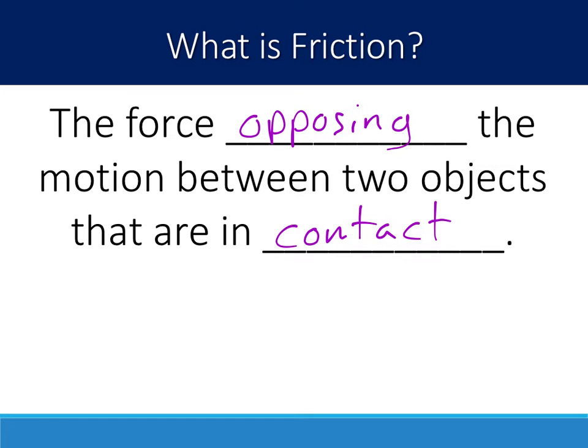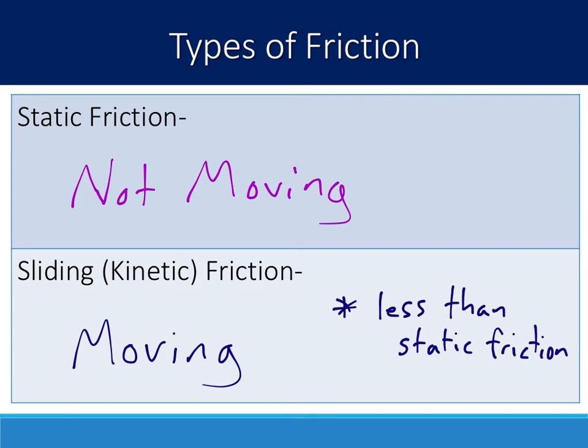So what are we learning? Well, we know the force opposing the motion between objects that are in contact is friction. So anytime we have that opposing force, and there are clues here as well, the word opposing means it's acting in the opposite direction. That will help you find the force on your free body diagrams, thinking of that word opposing. We have types of friction that we're going to take a look at. There's static friction and there's kinetic friction, or sliding friction.